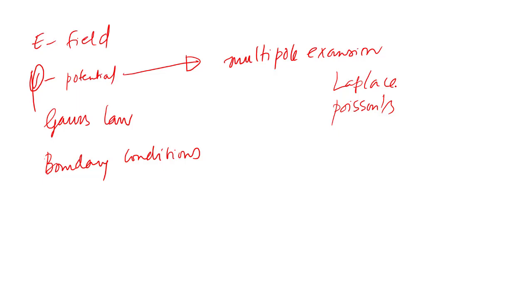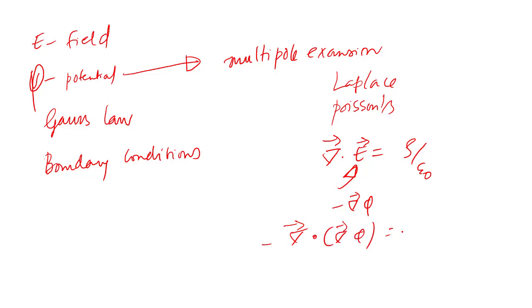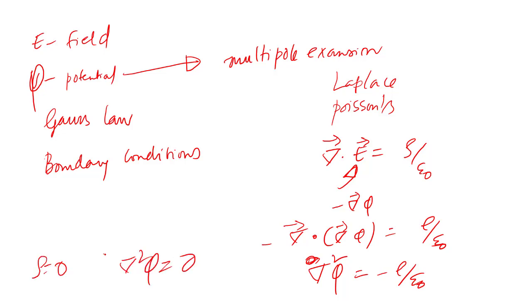We got this simply by putting Gauss's law, del dot E is equal to rho by epsilon naught, but E is negative grad phi. So then you have negative of divergence of grad phi is equal to rho by epsilon naught, or the Laplacian of phi, sorry, this is a scalar Laplacian, is equal to negative rho by epsilon naught, right? And if rho is equal to 0, then we saw that del square phi is equal to 0. We call this the Poisson's equation, and this the Laplace's equation.